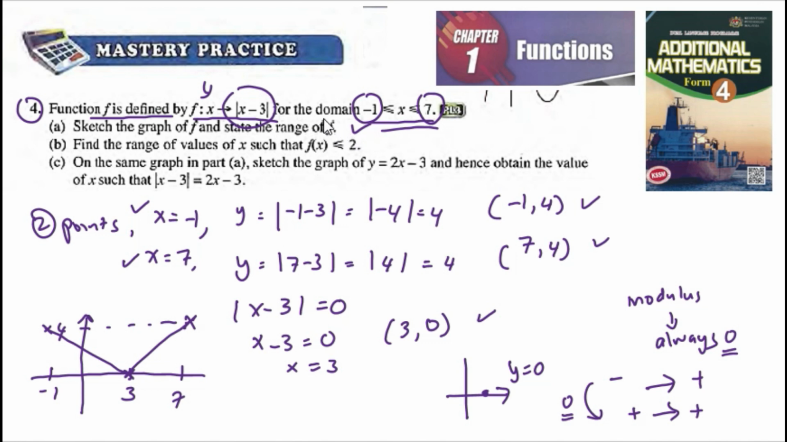So find the range of f. So f is from the minimum to maximum. From the graph, we can see that the lowest value of f is 0. So here y is equal to 0 up to y is equal to 4. So this is the range of f. So this one is function f.